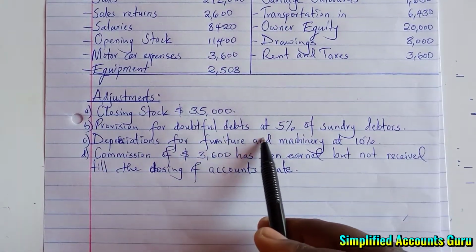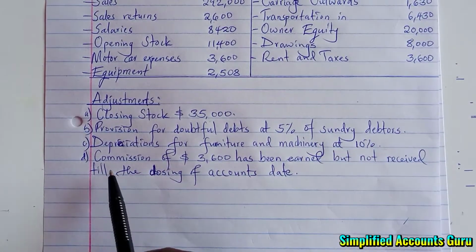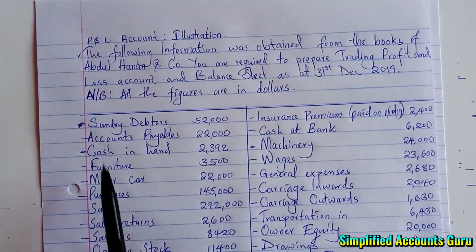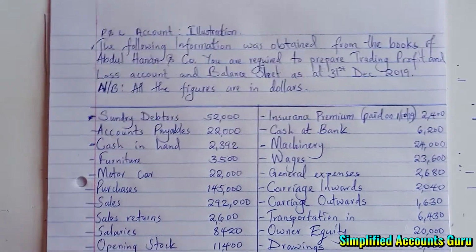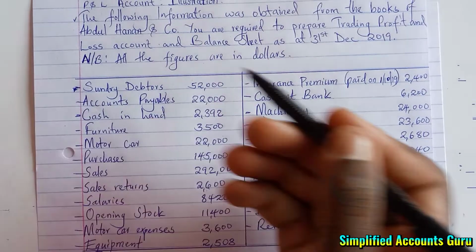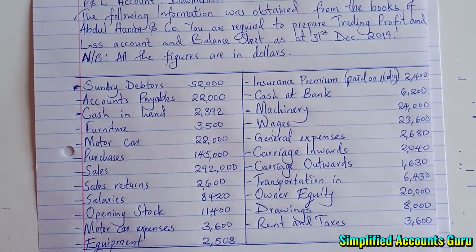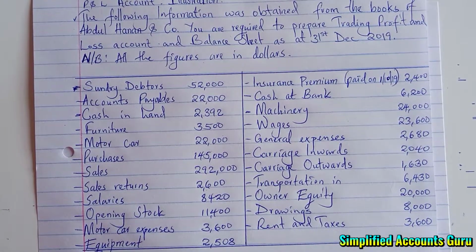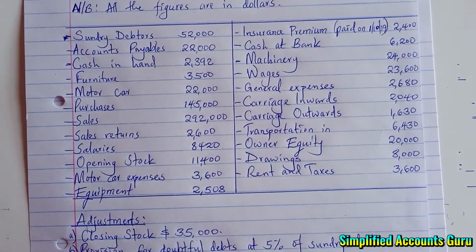Provision for doubtful debts at 5% of sundry debtors. So we need to adjust these sundry debtors. We need to make this adjustment based on the sundry debtors amount that is given. So how are we going to go about it? We are going to have the doubtful debts.